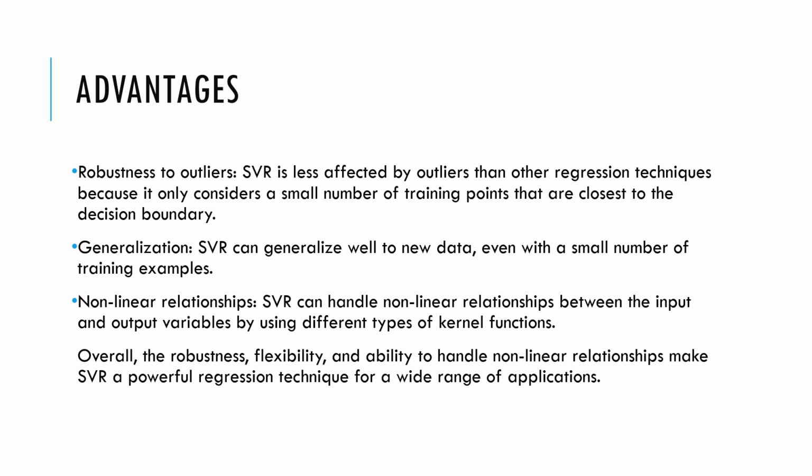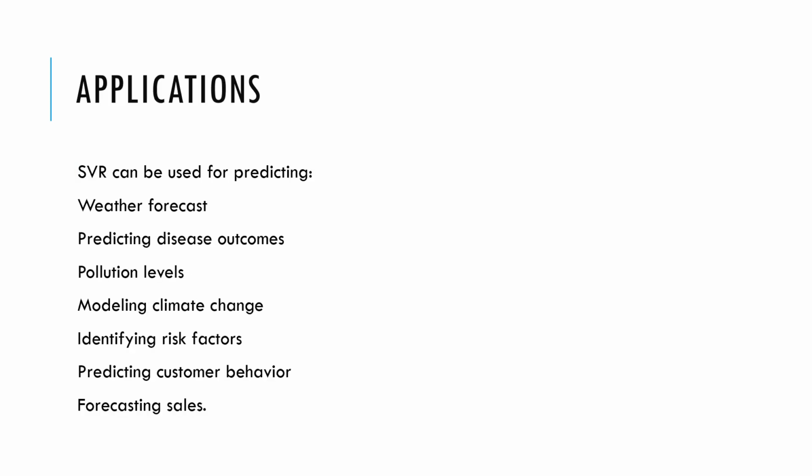Applications. SVR can be used for predicting weather forecast. SVR can be used for weather forecasting tasks by learning the relationship between weather variables such as temperature, humidity, air pressure, wind speed, and wind direction, and their corresponding output values such as precipitation, cloud cover, and temperature.